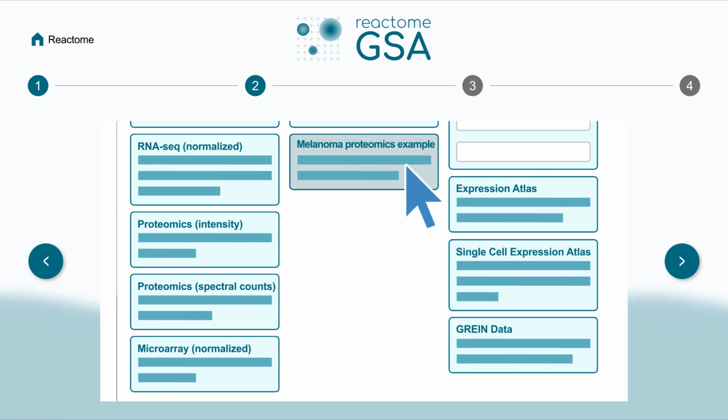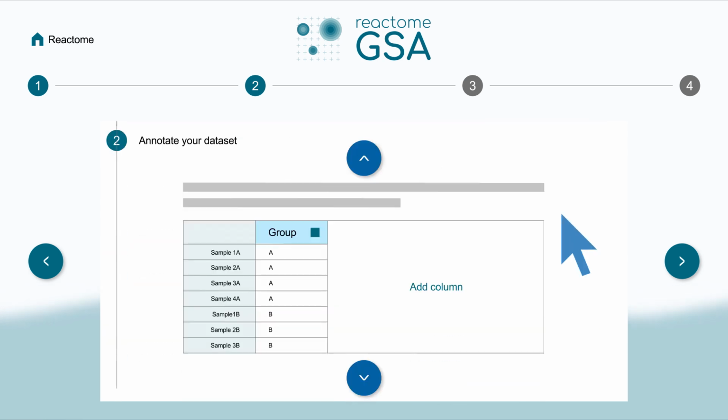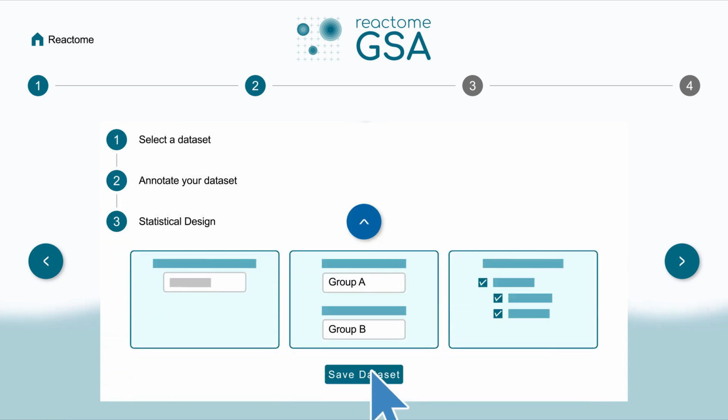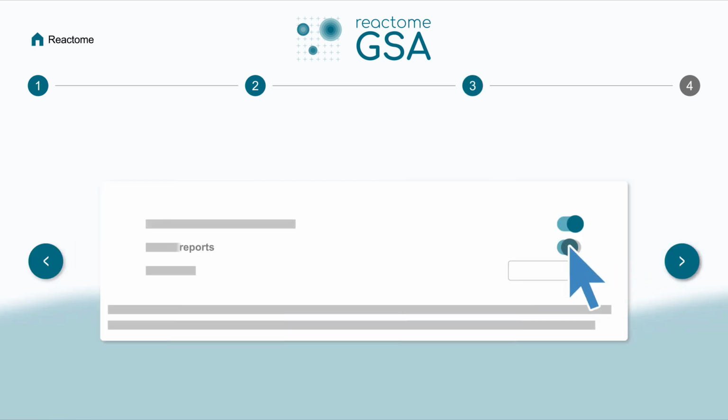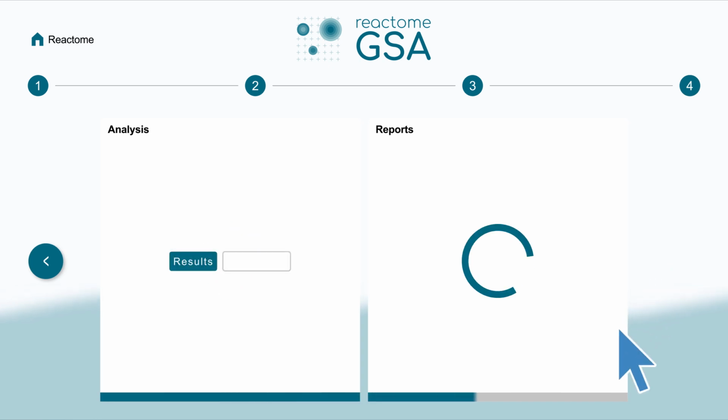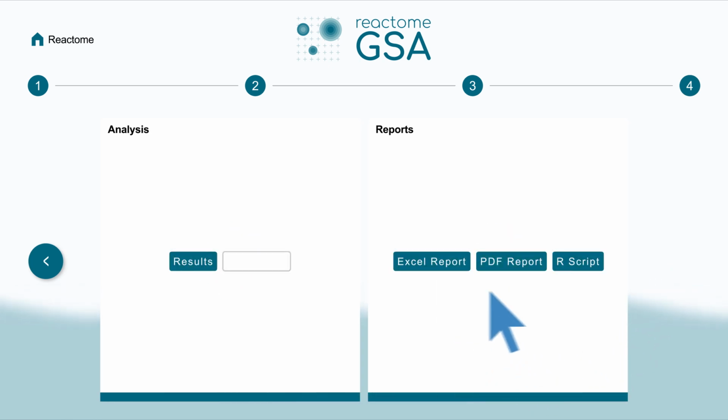After uploading or selecting your dataset, the Reactome GSA tool gives you an opportunity to annotate your data table and select your statistical design. You can also click here to create reports that you can download in the next step. These reports summarize the analysis in Excel, PDF or R script formats.